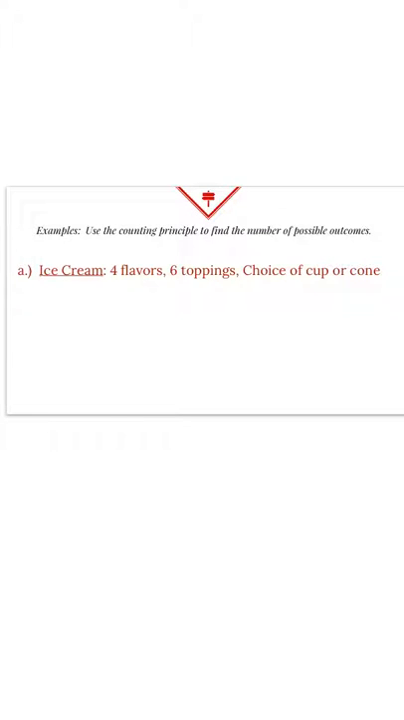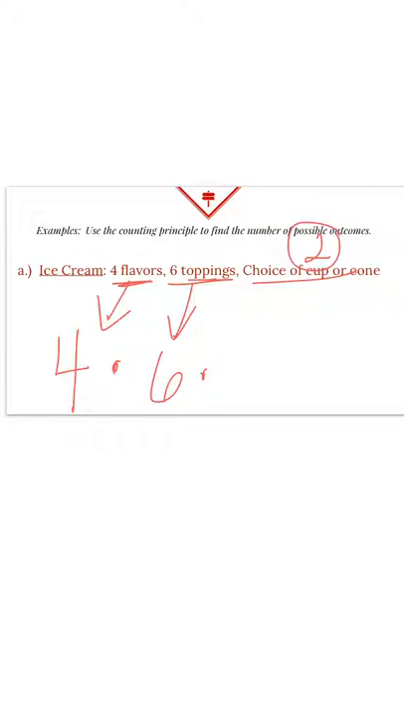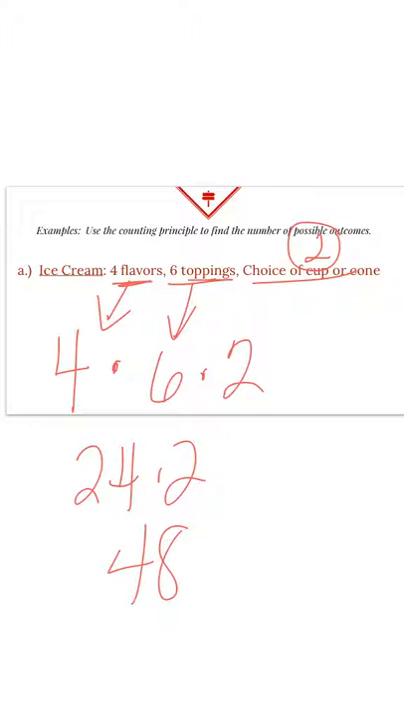Now we're just going to look at the counting principle. We're looking at ice cream. If you have 4 flavors, 6 toppings, and then a choice of a cup or a cone, you would use the number 4 and then multiply it times 6 toppings, and then cup or cone is actually 2 choices there, so it would be times 2. 4 times 6 is 24, and 24 times 2 is 48. There are 48 possible desserts that you could choose.